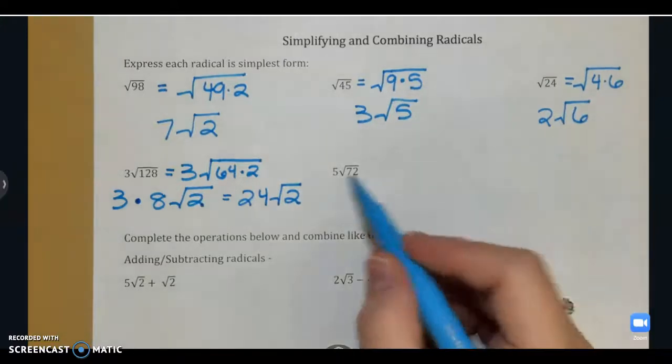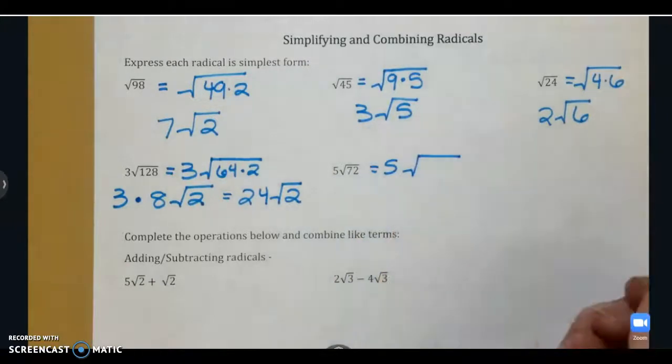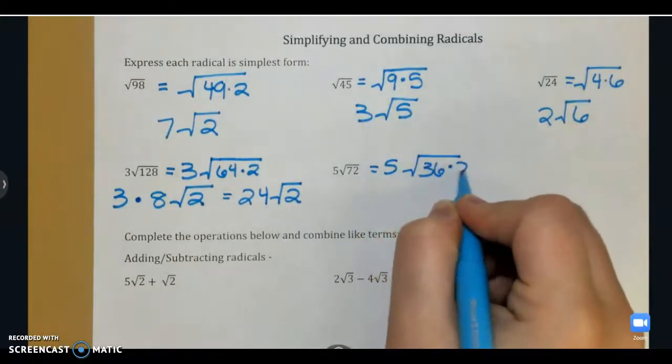Okay, let's practice this again. 5 square root of 72. I need to find factors of 72 that are perfect squares. That's going to be 36 times 2.